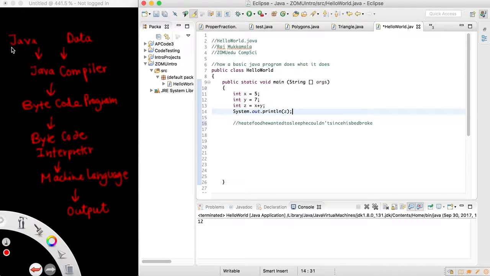So we start off with Java, and that Java takes up data. And now that we have this Java language, we're going to put it in a Java compiler. What this Java compiler does is it takes whatever I wrote here in the highlighted area, and it translates or converts it to another language. And this language is called bytecode.